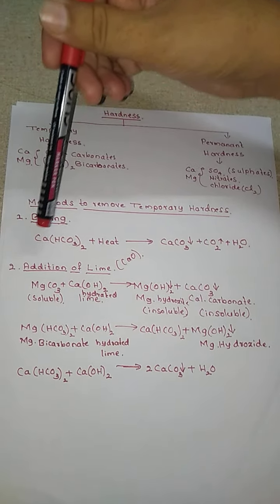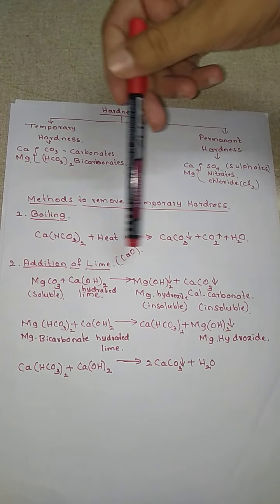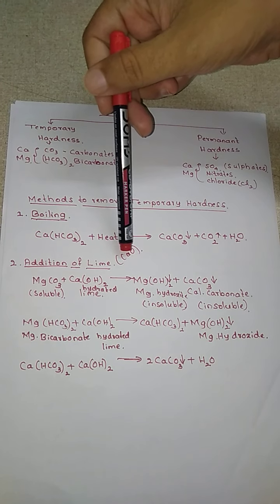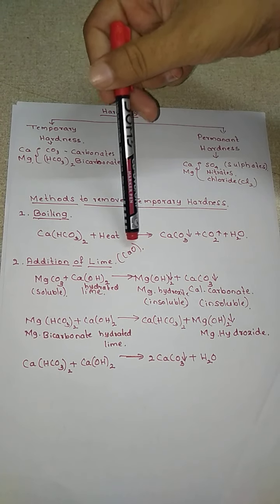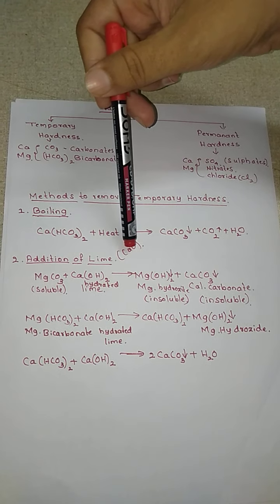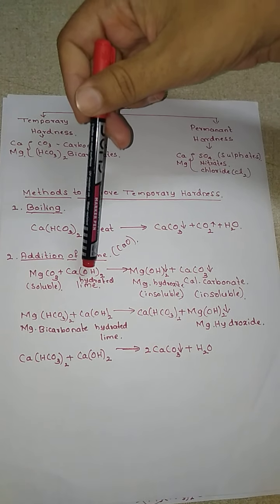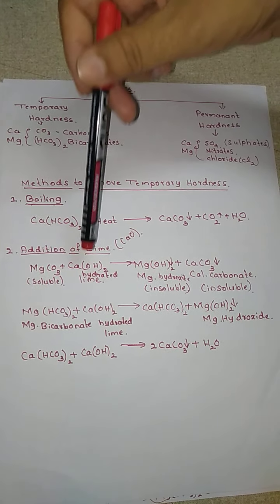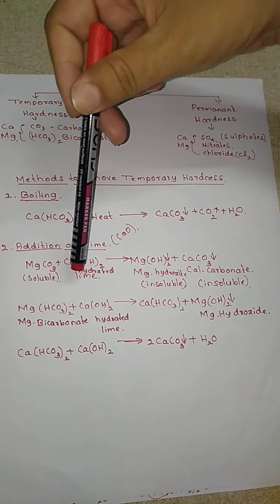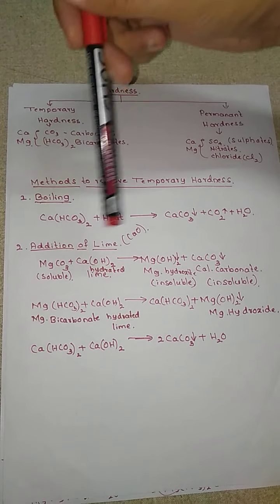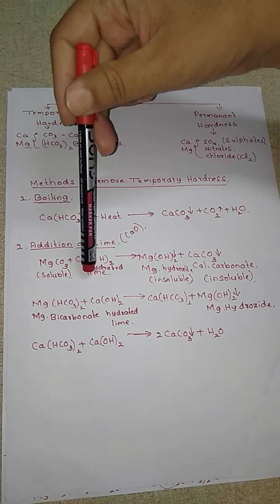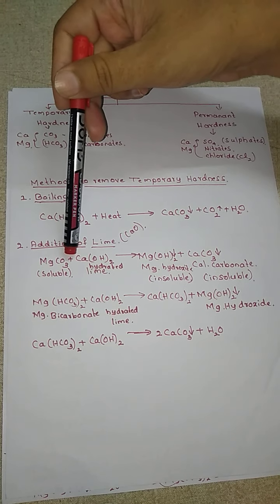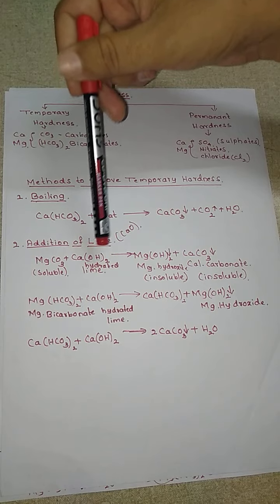Now the second process is the addition of lime. Lime in the powder form, when it has not reacted with water, has the formula CaO, that is calcium oxide. When we add this lime powder to water, it is automatically converted into hydrated lime. So the formula for hydrated lime is Ca(OH)2.